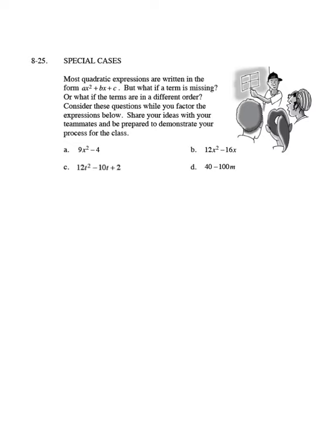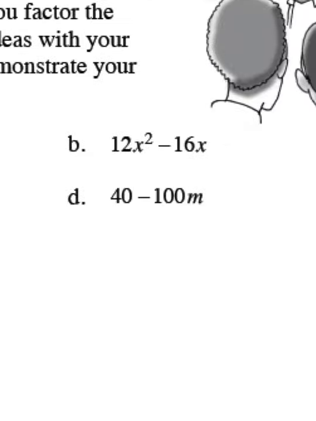Here's a few more special cases that you can try. If you notice part A, it's missing that middle piece. You'd have to add in a plus 0x. If you notice part B, it's missing that end piece of plus 0. Part C has what's called a greatest common factor. All the numbers can be divided by 2 first. And part D doesn't even have an x squared. So you don't need to do the diamond and rectangle if there's not an x squared. This is one where it's just what's called a greatest common factor. And same with B. Actually, B and D are both a greatest common factor. I'll do those ones for you.